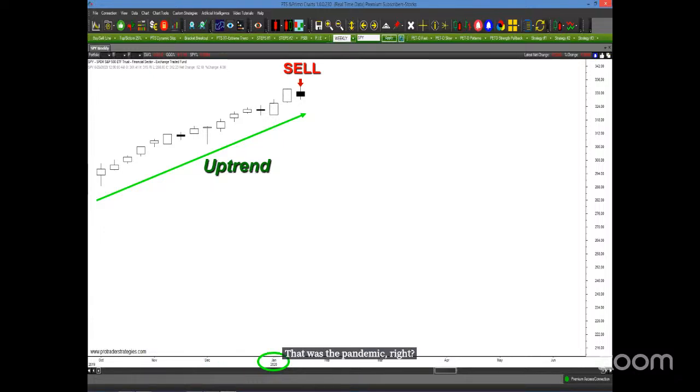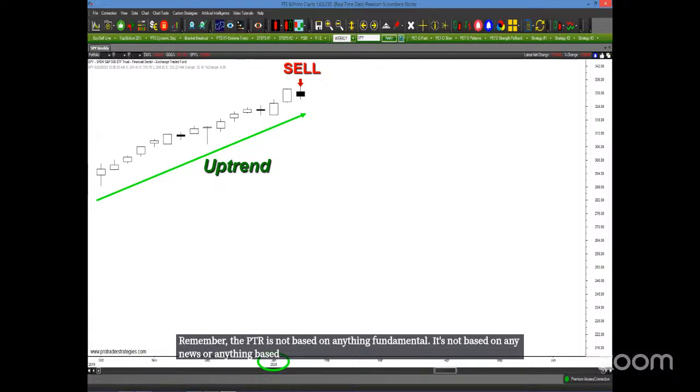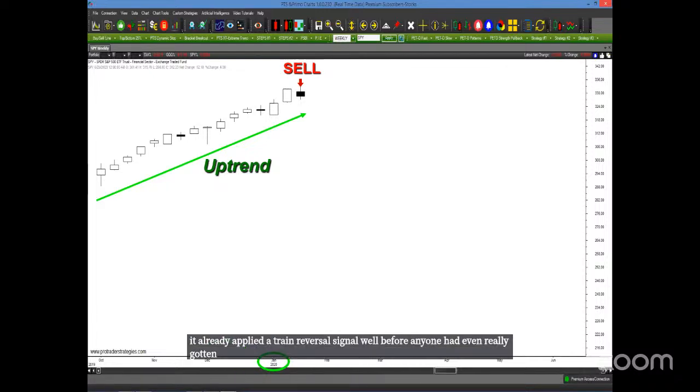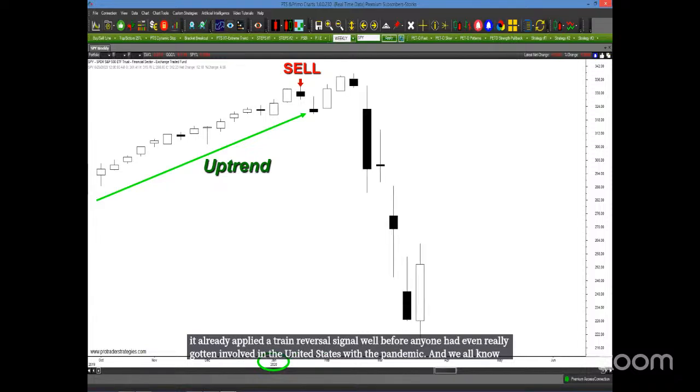Remember, the PTR is not based on anything fundamental. It's not based on any news or anything based on fundamental analysis. It's all based on market behavior. And because the proprietary tools are so sensitive, it already applied a trend reversal signal well before anyone had really gotten involved in the United States with the pandemic. And we all know what happened after that, right?